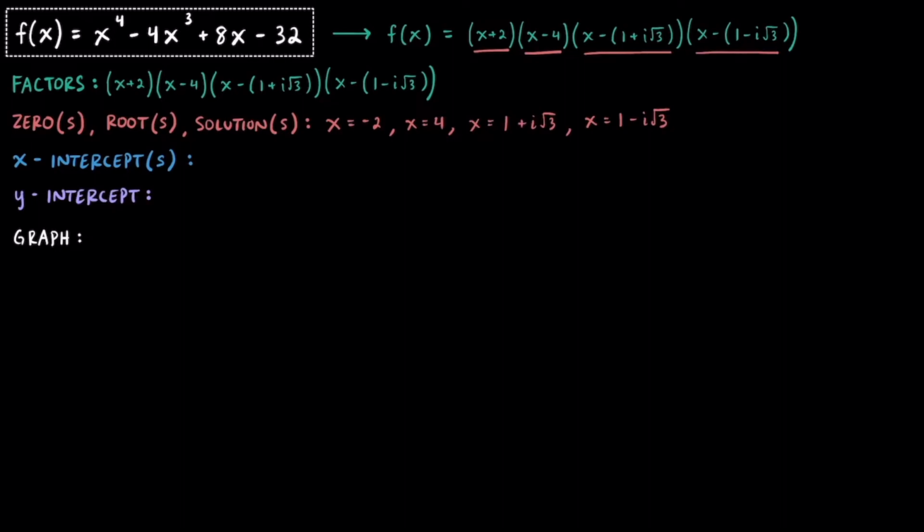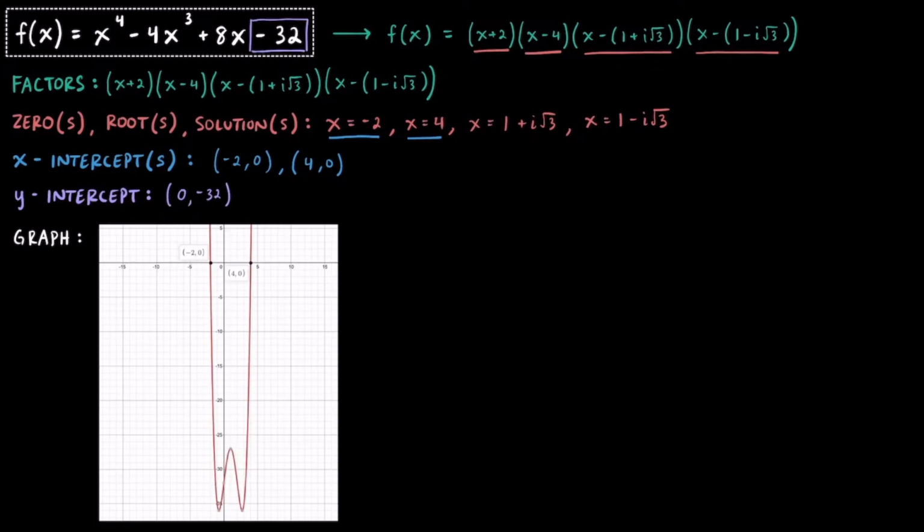From one of our real solutions of x equals negative 2, we know that we have an x-intercept of (negative 2, 0), and from our other real solution of x equals 4, we have another x-intercept of (4, 0). For a y-intercept, that's always just going to be our constant, so that's going to be at (0, negative 32). When you plug in 0 for x in the polynomial, y, or f of x, is equal to negative 32. Because these types of polynomials are difficult to sketch, here's what it should look like.